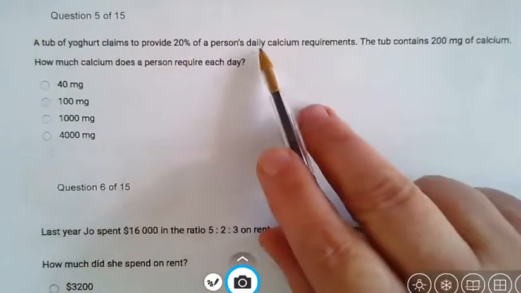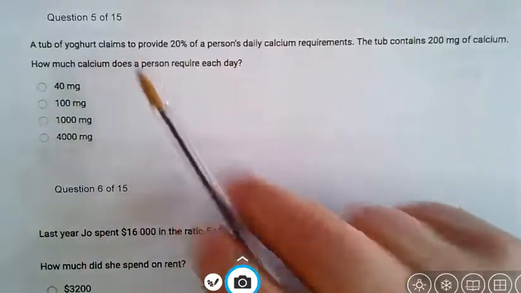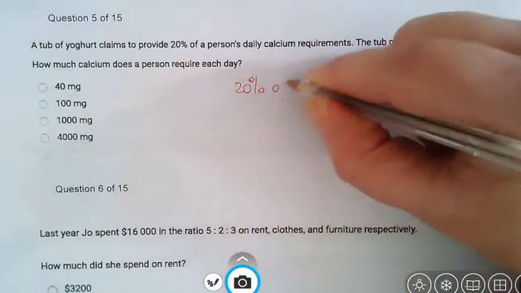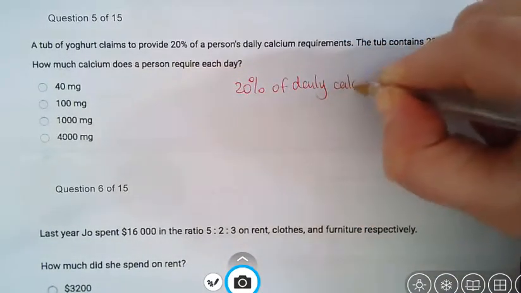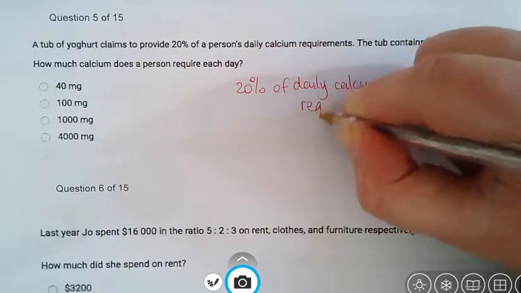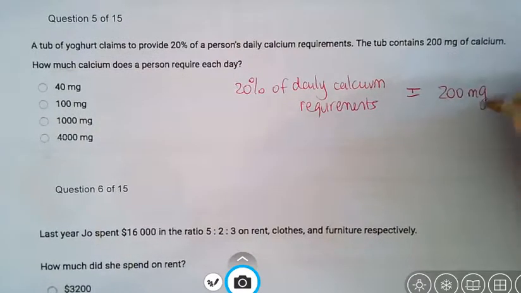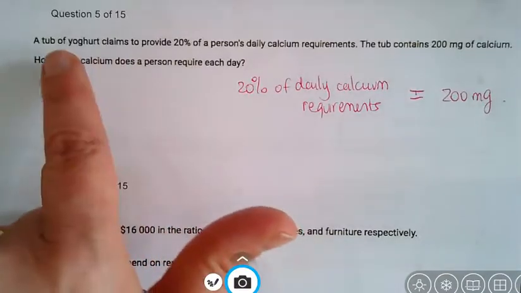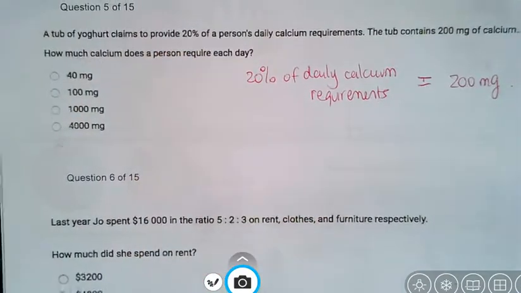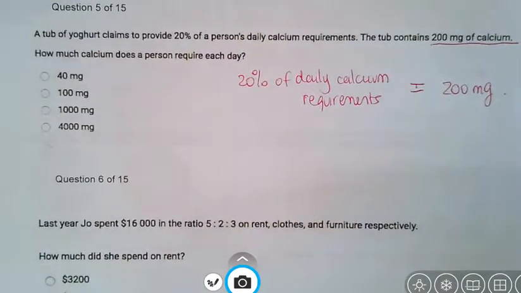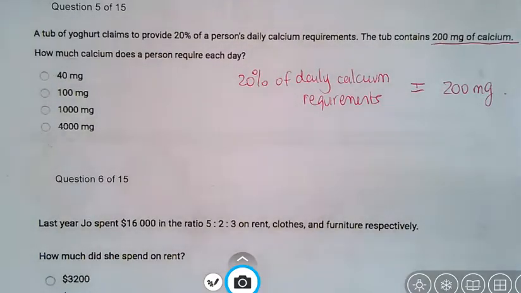Girls, if 20% of your daily calcium requirements is in a tub of yogurt and the yogurt's got 200 milligrams of calcium, then 20% of your daily calcium requirements equals 200 milligrams. The tub has got 20% of your daily calcium requirements, so that's 20% of what you need every day. When we say what do you need for the whole day, we want to know 100%. Always the whole amount is 100%.